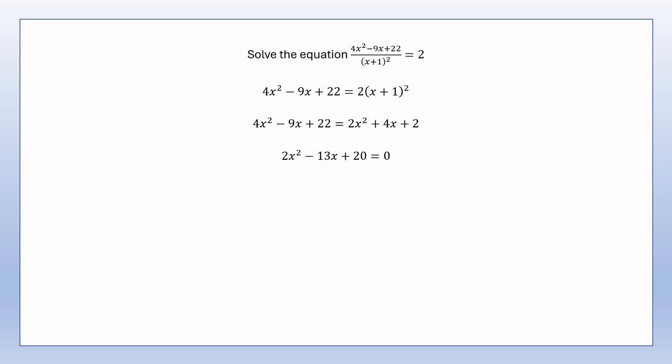So I can quickly sift through the possibilities to see that 1 and 20 won't work, and 2 and 10 won't work either. However, I can see that twice 4 plus 5 is equal to 13, which gives me a bit of a clue as to what to do. And this leads me to the factorisation (2x minus 5) times (x minus 4) equals 0.